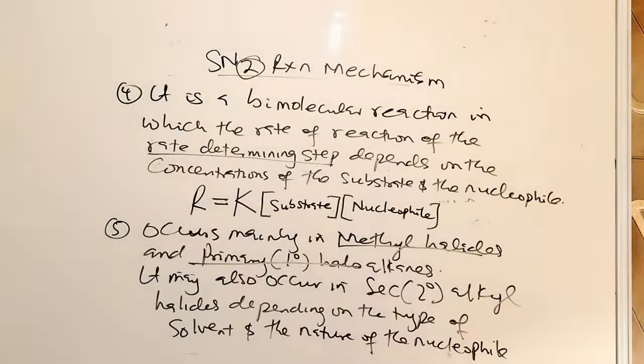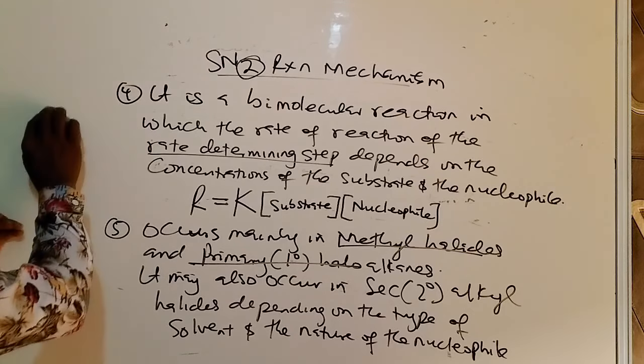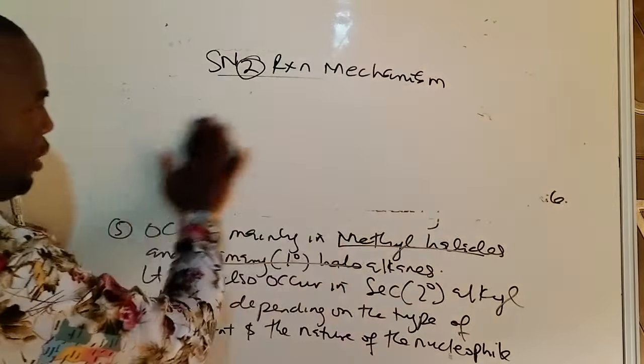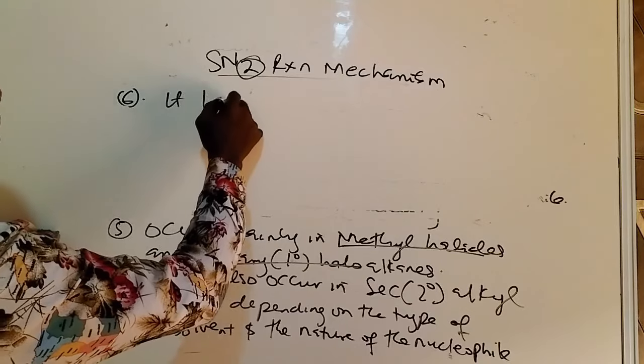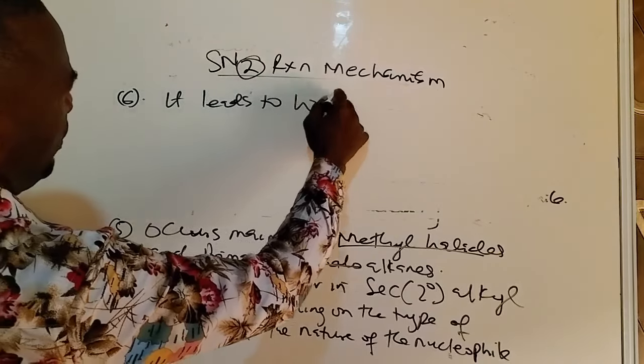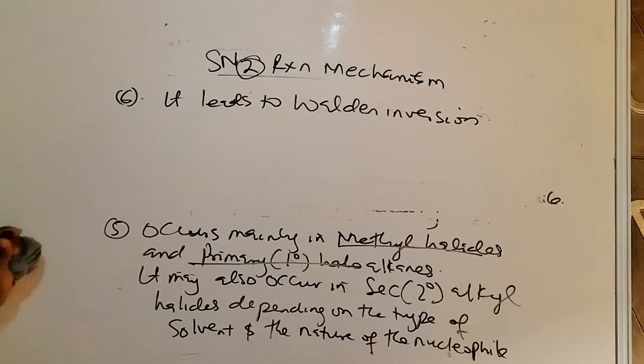So, having done that, then we'll have other things. Another factor, number 6, about this reaction is it leads to what is called Walden inversion. So it leads to Walden inversion. So let's explain what is meant by Walden inversion with an example here.